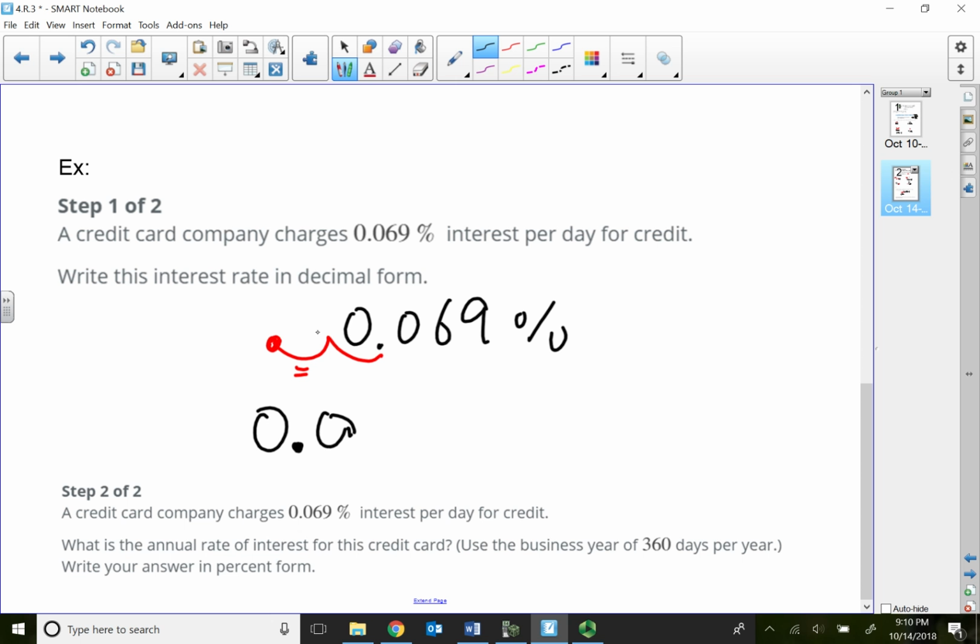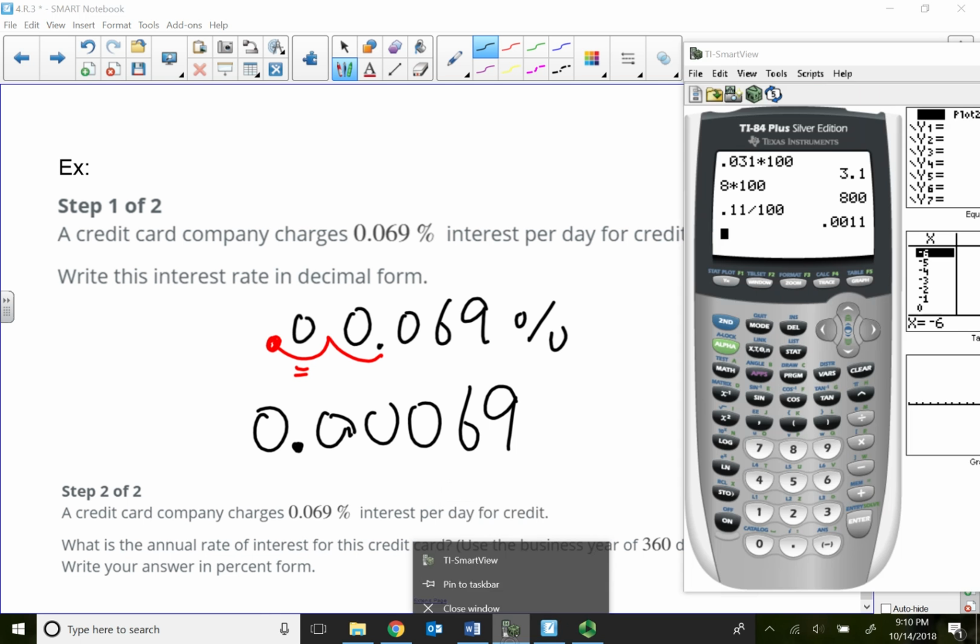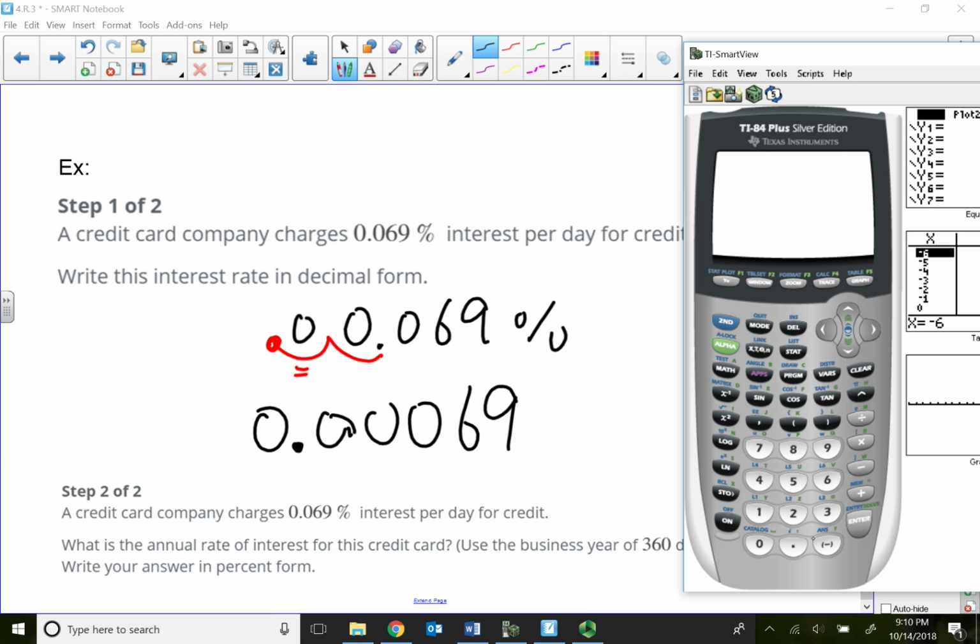All right, how many zeros should I have? 0 right here, a 0 already came with the problem, another 0 and a 69. So that's 0.00069. That's in terms of decimal notation. All right, if I do it in the calculator, just typing 0.069 divided by 100.